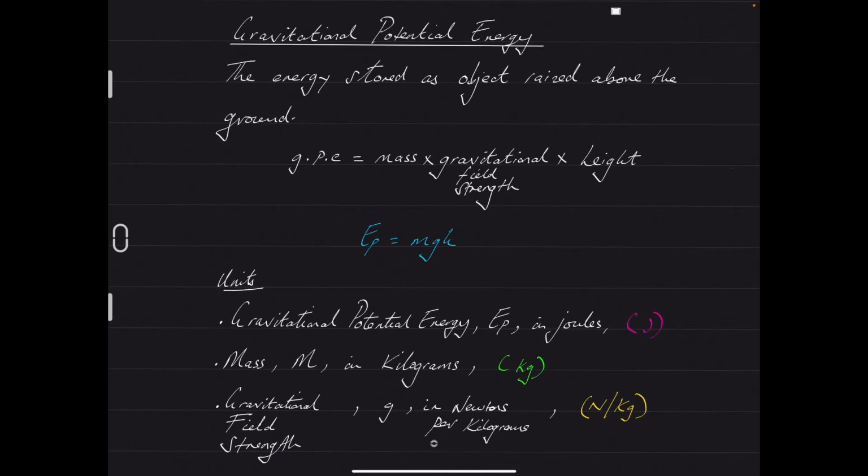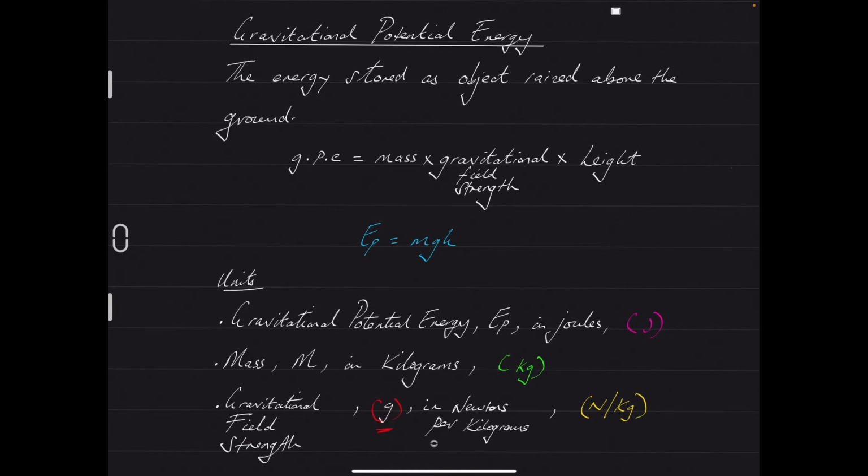Now remember, the unit for gravitational potential energy is joules, as is the unit for kinetic energy. And when we talk about mass, in physics we always refer to the units of mass in kilograms. And the unit for gravitational field strength is newtons per kilogram. It can also be represented as g, which is stated here.